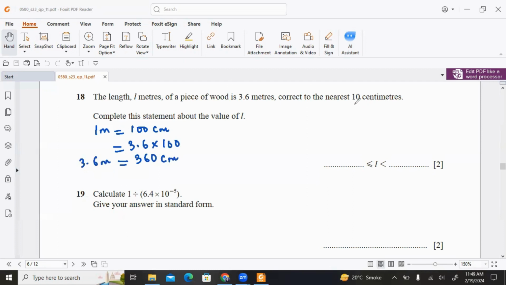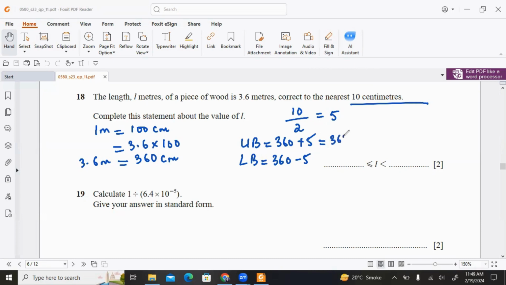Okay, so 10 centimeters are given. Whenever you're trying to find the upper bound and lower bound, whatever it's saying it's nearest to, we divide that number by 2. So 10 divided by 2 is 5, which means the upper bound would be 360 plus 5, and the lower bound would be 360 minus 5, because upper means the higher value and lower means the lower value. So 360 plus 5 is 365, and 360 minus 5 is 355.